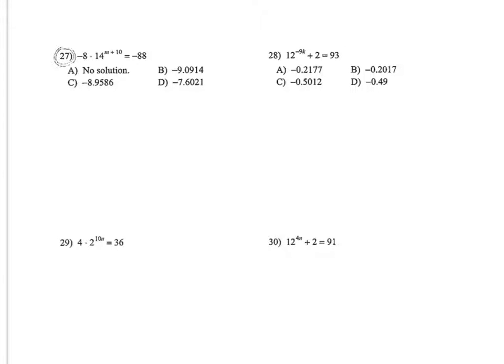Now before, we would just say, oh, log both sides, move the exponent, blah, blah, blah. But before we log both sides, this negative 8 has got to go. You can see that multiplication little dot right there is telling me that the negative 8 is being multiplied by that 14 to the m plus 10 power. So in order to undo multiplication, we have to divide both sides by negative 8. So we now have 14 to the m plus 10 equals 11. Negative 88 divided by negative 8 is 11. From here, we get to log both sides.